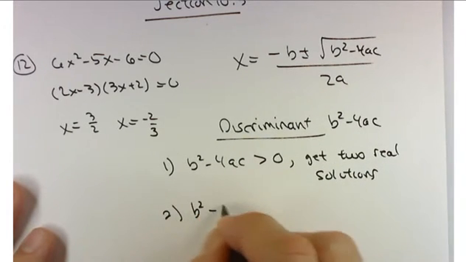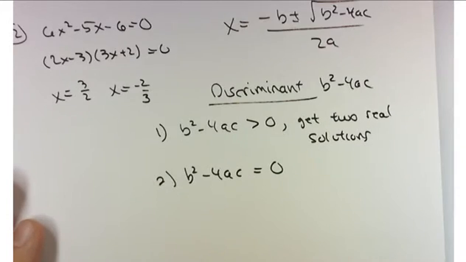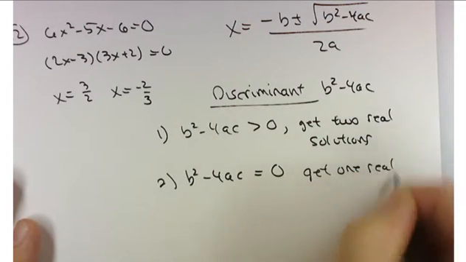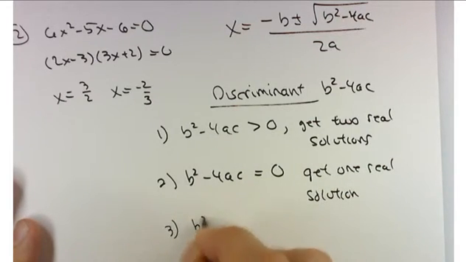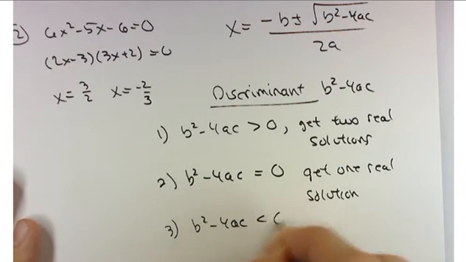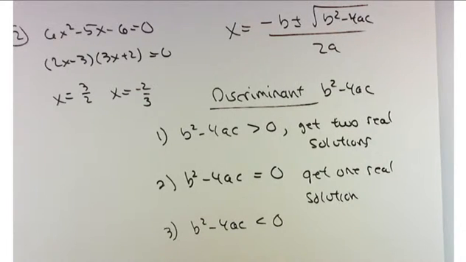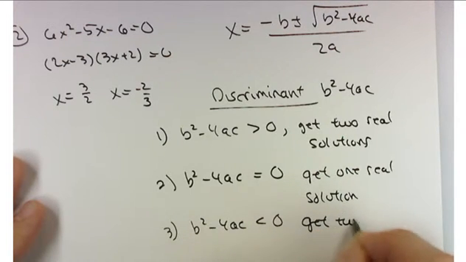If b squared minus 4ac is equal to 0, then you get one real solution. And last but not least, what's our remaining possibility? Less than 0. Now let's think about it. If this is less than 0, you're going to take the square root of a negative number. What happens when you take the square root of a negative number? What kind of number do you get? Yeah, complex or imaginary. Good. So you get two complex solutions.